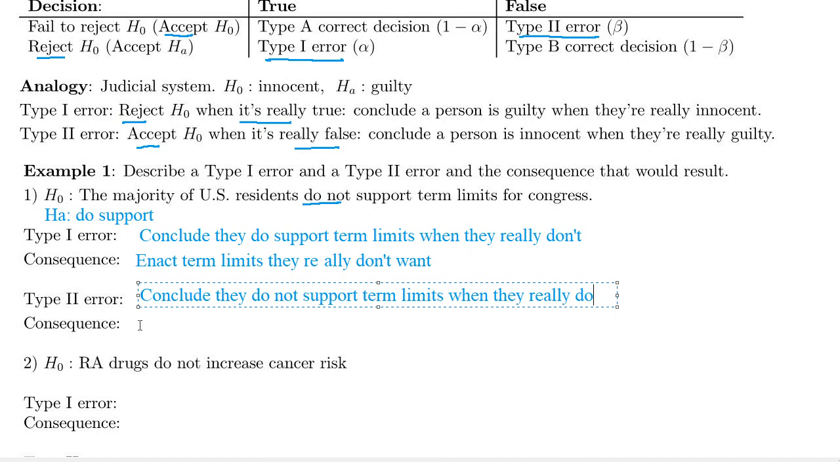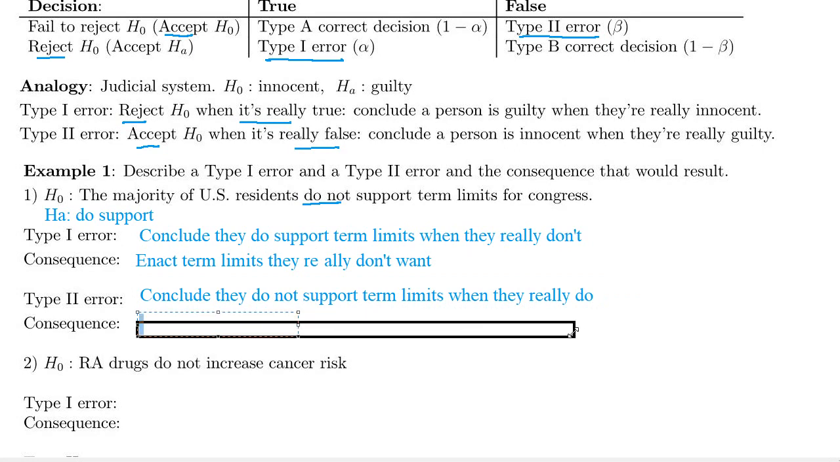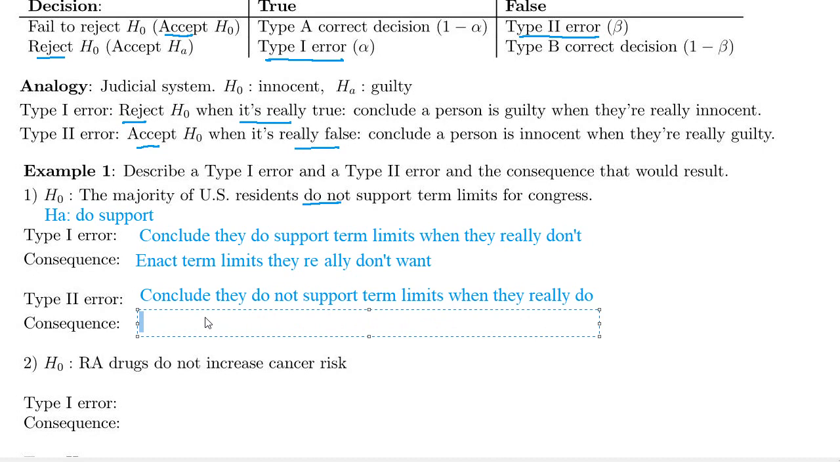And then what would be a consequence of that? So if you conclude that they don't support term limits, then you're not going to pass term limits that are really wanted. So you don't pass term limits that are really wanted. So that's type 1 and type 2 error in that situation.